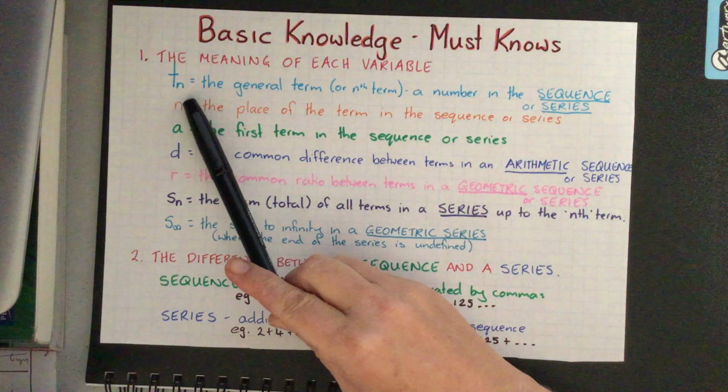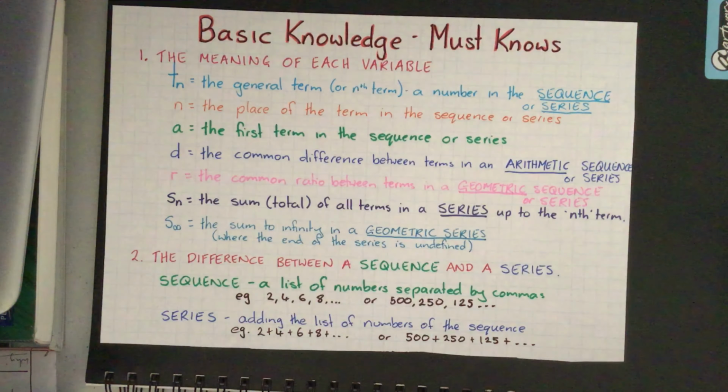Well, the t sub n just refers to the general term. So in a sequence, each term is a value, and we call those general terms. The n tells us which place in that sequence that term belongs. So for example, if the n was worth 10, it would be the 10th term. So you would count along to the 10th value in the sequence and you'd be able to identify what that general term is. A is the first term in the sequence or the series, the one at the very start, or t_1.